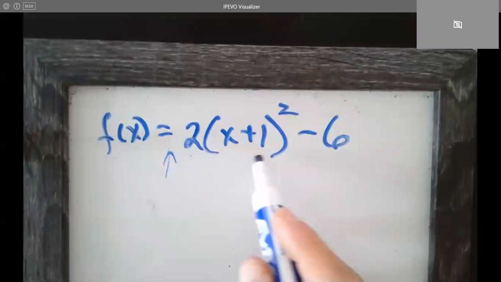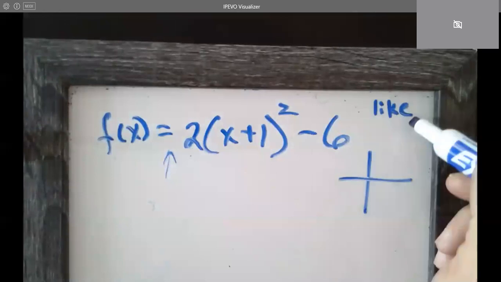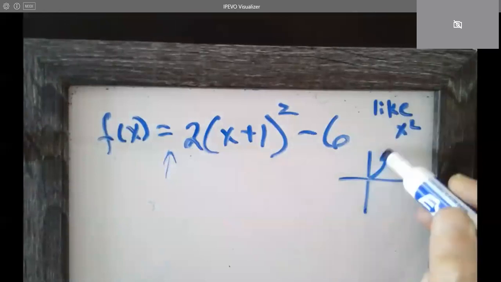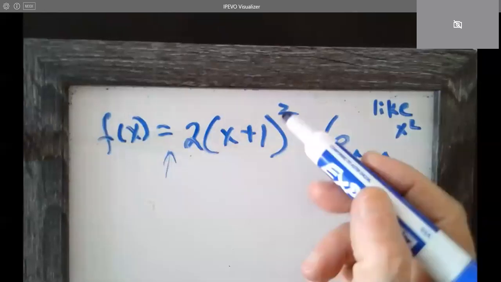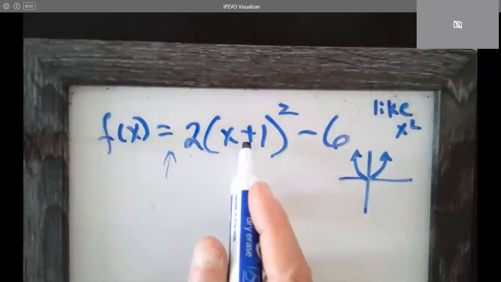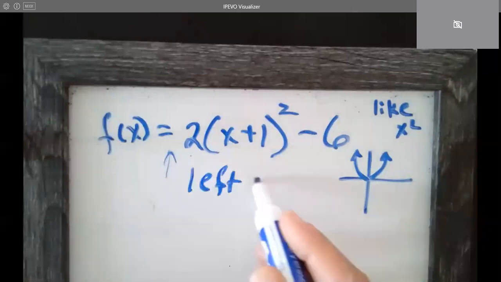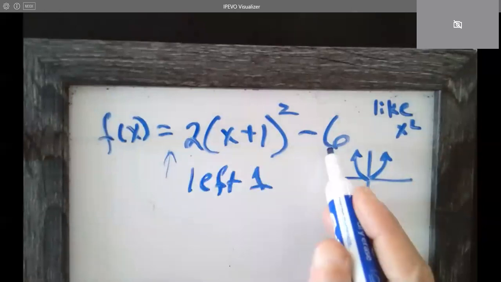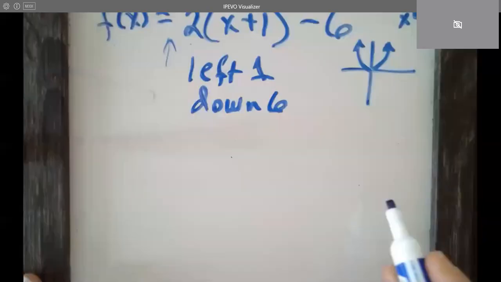All right, so it's going to behave like a positive x squared. So it starts off like this, right? There's our parent graph, because it's positive and it's x squared. So the x plus 1, that's going to make it shift to the left. Good. Left 1. And the minus 6. Down. Good. Excellent. Down 6.